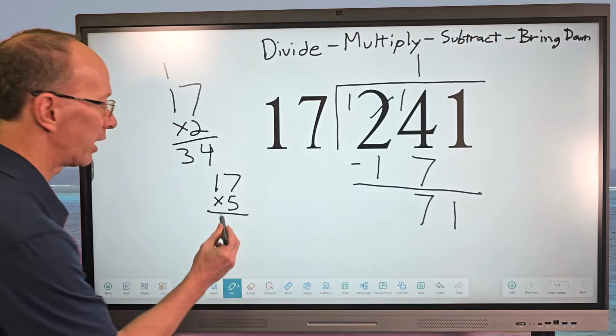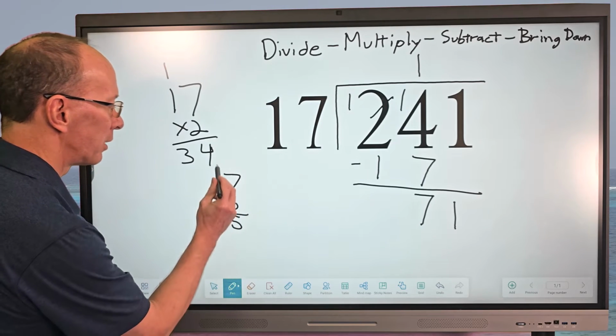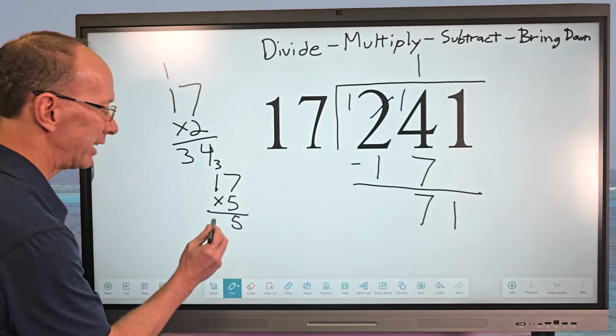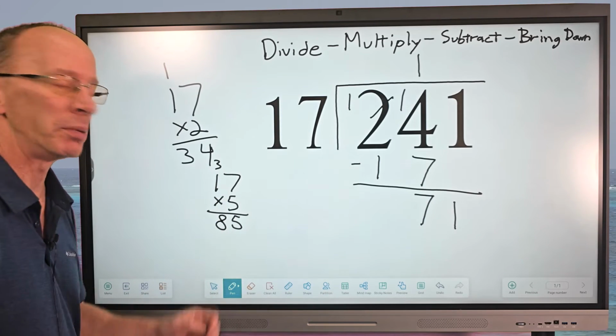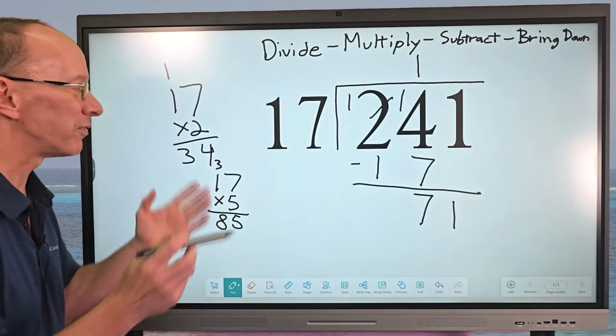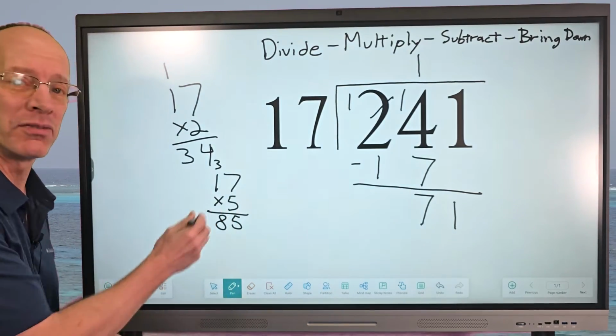So 7 times 5 is 35. Put the 3 up here, and then 5 times 1 is 5. 6, 7, 8. That number is too big, so I'm going to try 17 times 4. Sometimes that's the only way to find the number, is to do a little bit of figuring right here.